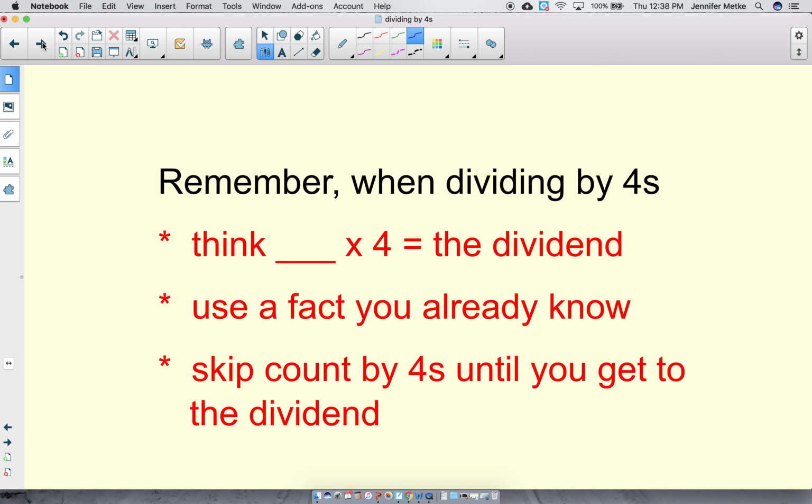So remember, when dividing by 4s, you're going to first think multiplication. Think what times 4 is the dividend. You're going to use a fact you already know. And really, this would be my third option because it's really the least efficient, would be to skip count by 4s until you get to the dividend.